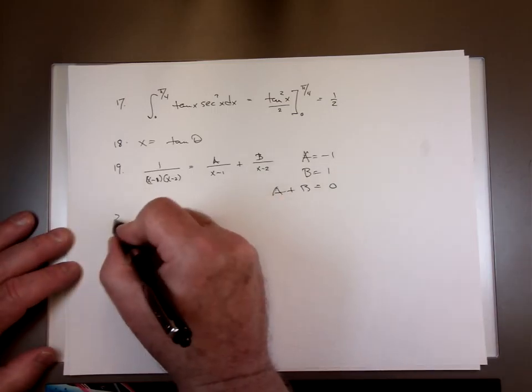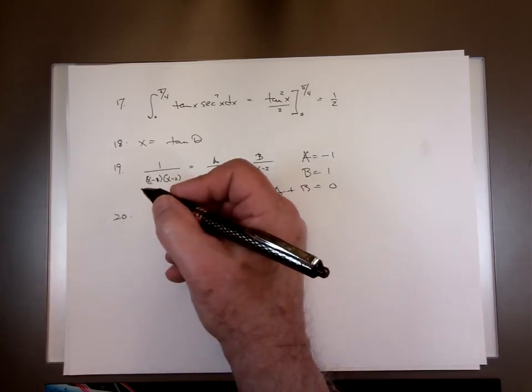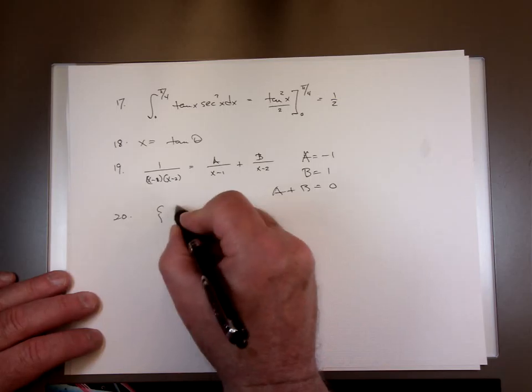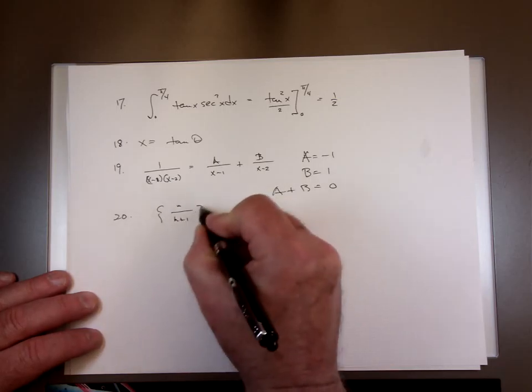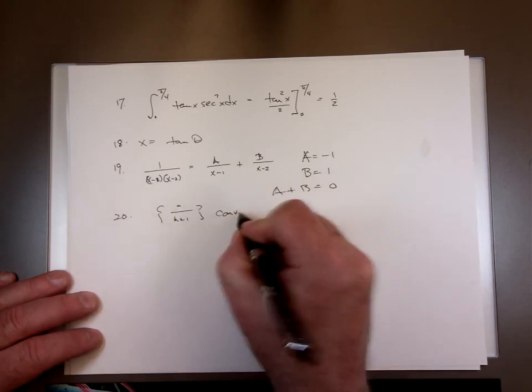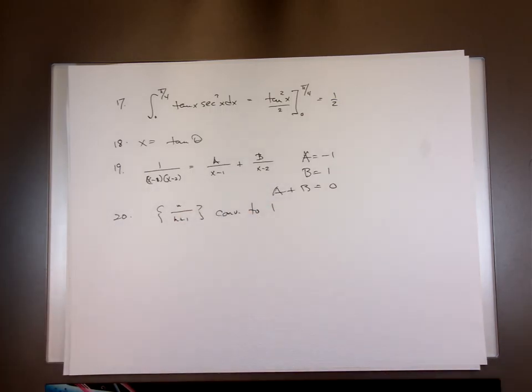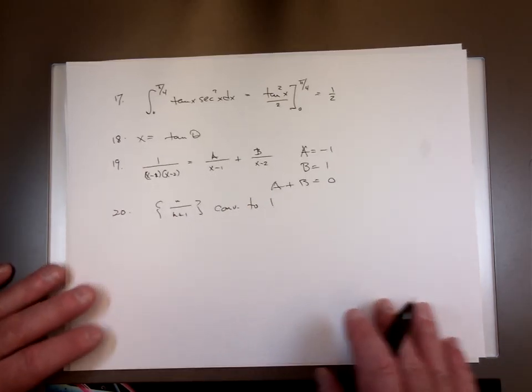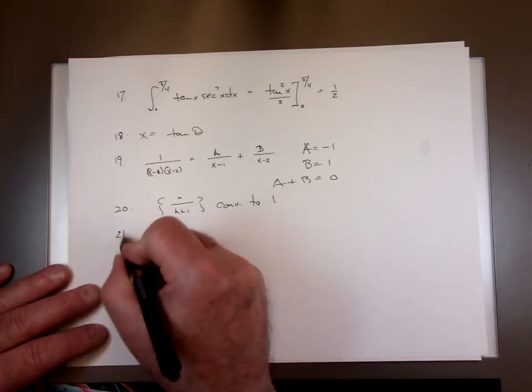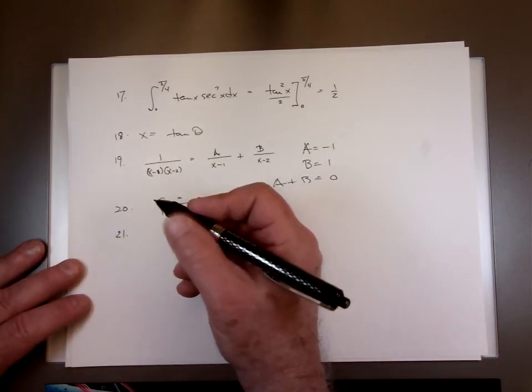20. The sequence converges to 1. The limit here as n goes to infinity is 1. That's all you need for a sequence to converge, is to have a limit, and you do. 21. Find the sum.